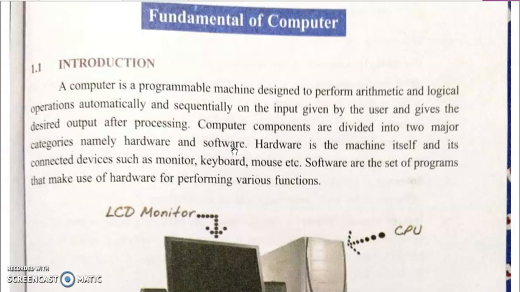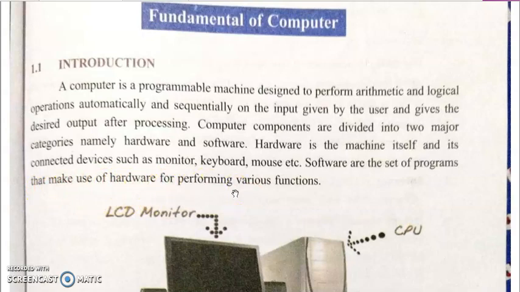So the basic idea is to understand that the computer is made up of two major components, which are hardware and software. Hardware is the machine itself and its connected devices such as monitor, keyboard, mouse, etc. And software is the set of programs that make use of hardware for performing various functions.